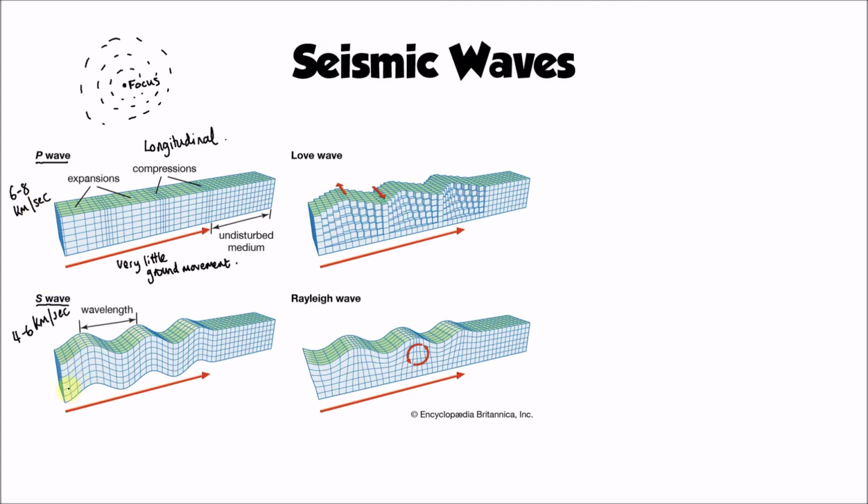Now you'll notice that the S waves are moving in the same direction, but the way the energy is moving is very different. So this type of wave is known as a transverse wave. That movement, where we can see it moving up and down, is known as transverse movement. And actually that is what causes the ground to shake.